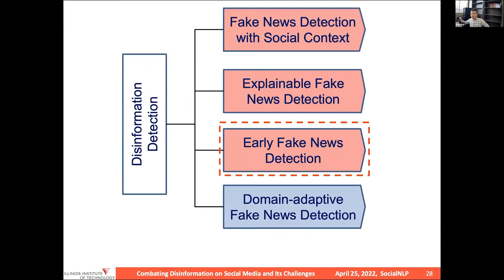Okay, so we have shown that we can possibly leverage social context to perform early fake news detection. But sometimes, even though we train a fake news detector in one domain, for example, in politics, this fake news detector may contain some kind of bias and may not generalize to some new domains, such as COVID-19 back in maybe 2 years ago, okay?